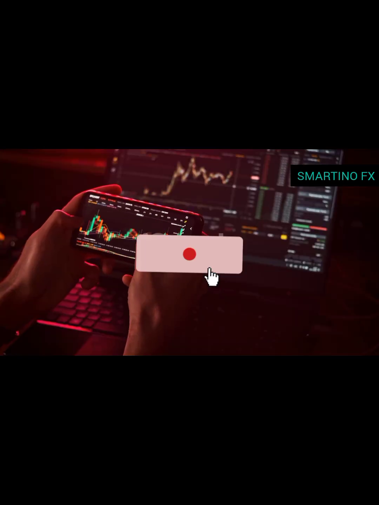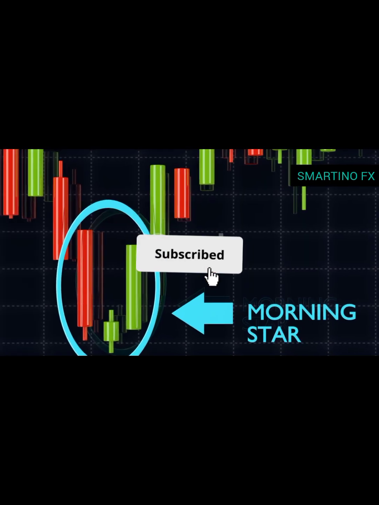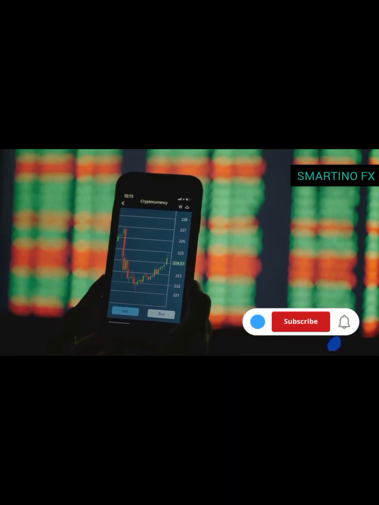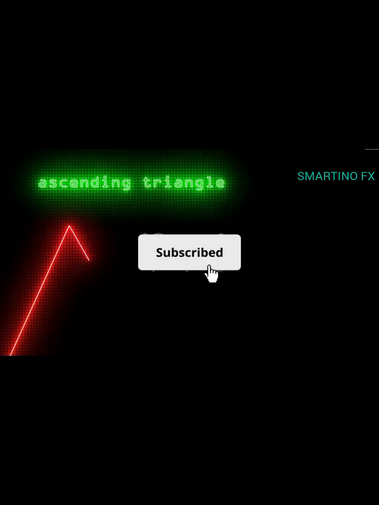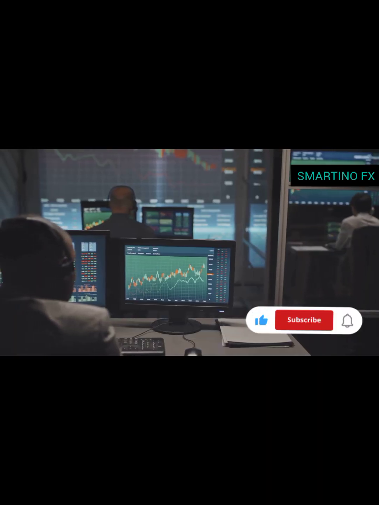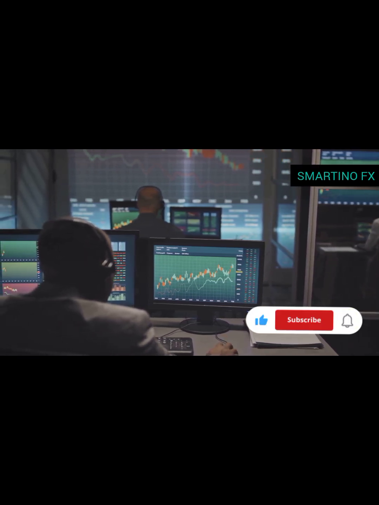Chart patterns reveal trader behavior. Some popular ones are double tops and bottoms, which show reversals; head and shoulders, which signal trend changes; and triangles and flags, which show continuation. But remember, charts don't predict the future. They simply help you understand what other traders are likely doing.